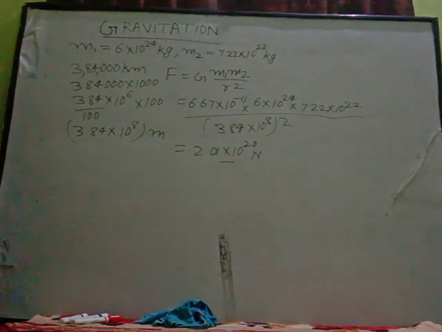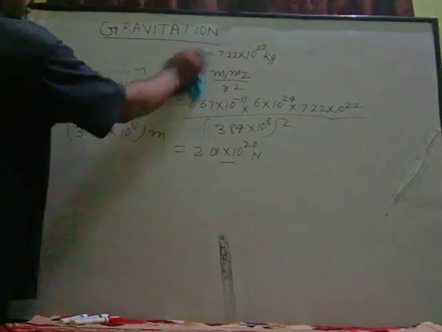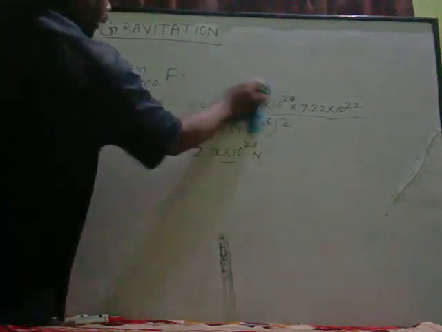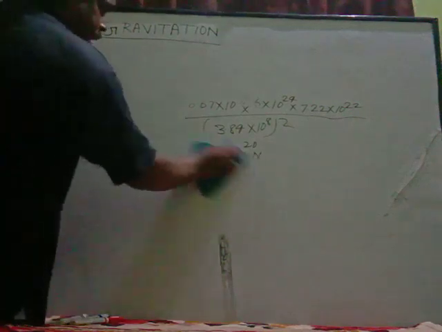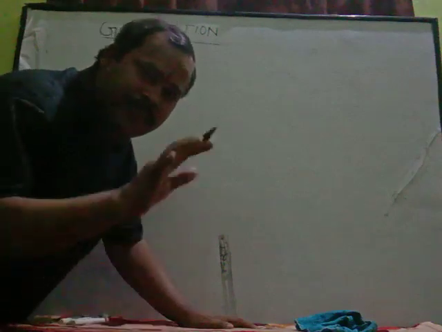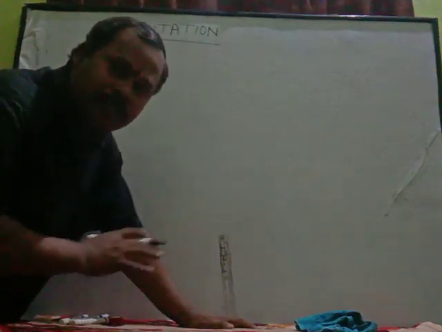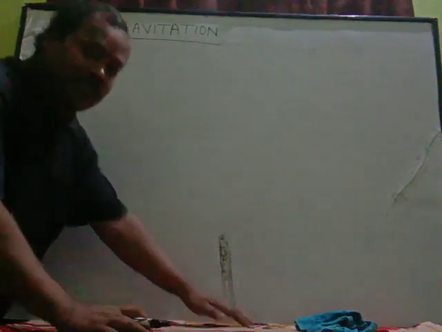So this was the explanation related to the force exerted in between any two objects in this universe. Henry Cavendish found the value of capital G, that is universal gravitational constant. Universal gravitational constant remains constant everywhere throughout the universe. No physical quantity affects it.